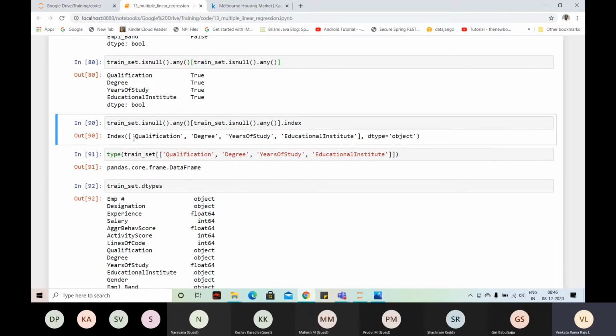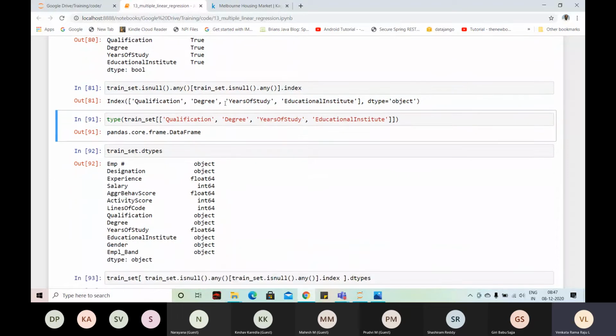So I wanted to see the column names where the nulls are there. Now, qualification, nulls are there, degree, nulls are there, years of study, nulls are there, and education institution, nulls are there. You look into this code, you'll understand there is nothing big there. Okay, so it's just filtering, right? Different ways of filtering. The way I understood, I wrote it, and you can actually do different ways also.